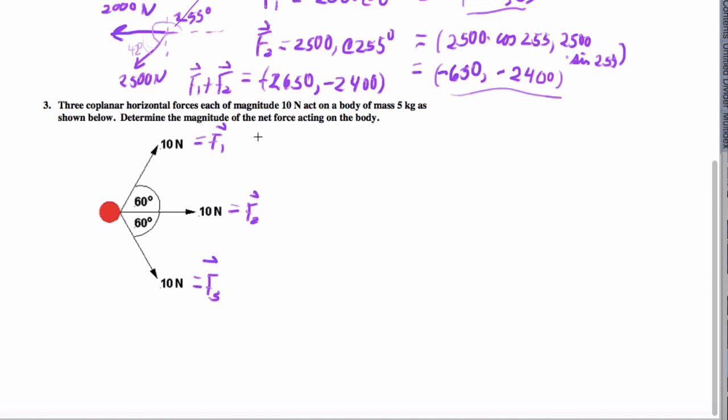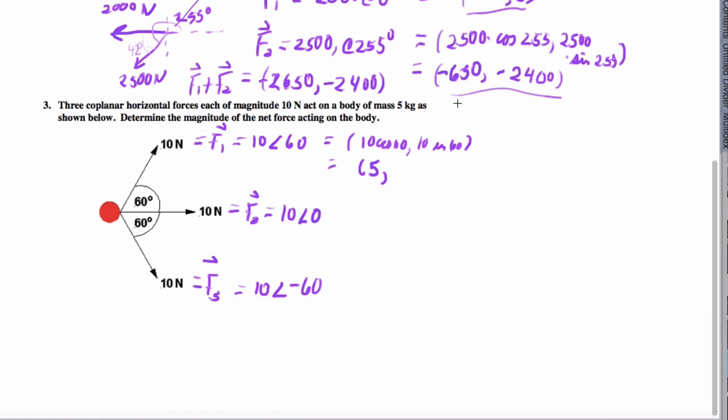And so I'm going to say that this is 10 newtons pointing at 60, this is 10 newtons pointing at 0, and this is 10 newtons pointing at, I'll say, negative 60. I could also say 300, either way you want to do it. So the x and y, this is going to be 10 cosine of 60, 10 sine of 60. And when I work that math out, that's going to be 5, comma, square root of 3 over 2 is like 8.86, so I think this is going to end up being 8.9 newtons. So let me just double check that.